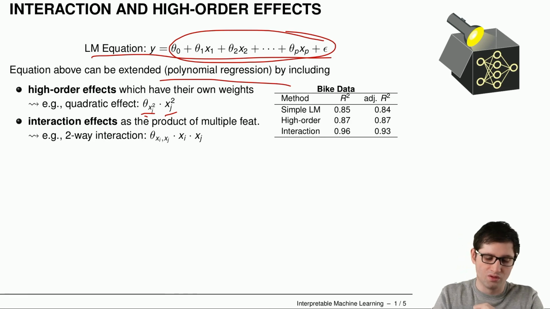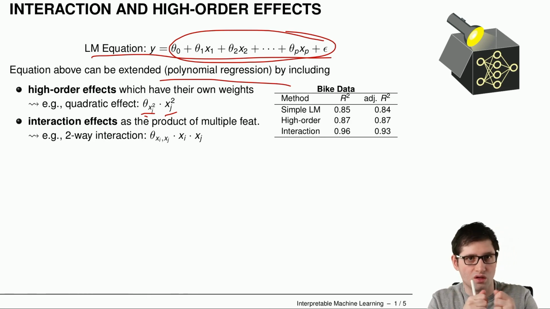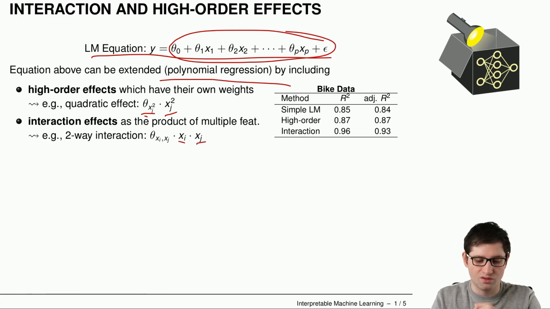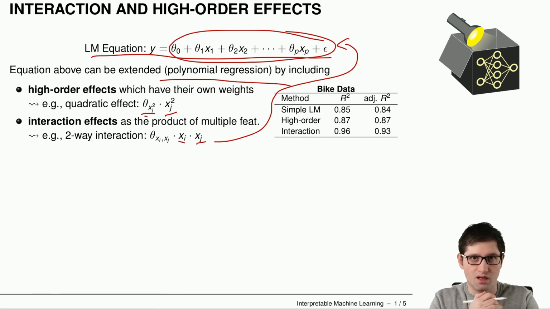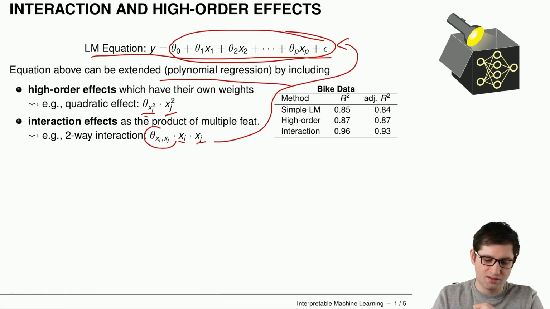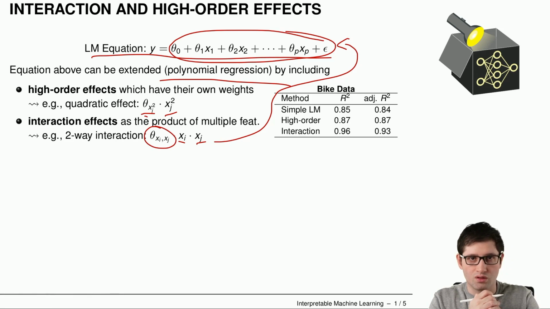Also, the same holds for interaction effects, which is just the product of multiple features. And there are, for example, two-way interactions where we just multiply two features. Also, this goes into this equation here by adding it in addition to the original equation. And they're a modifying effect if two features, for example, affect each other themselves. And also this comes along with its own coefficient here.